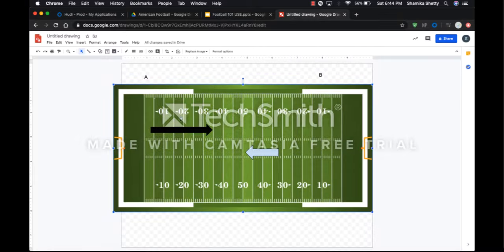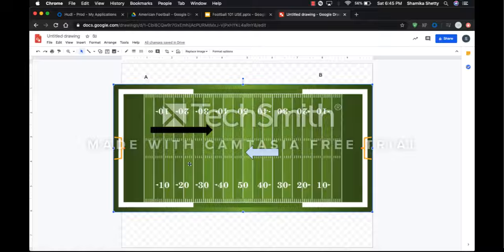Team A again, we are on minus 20. Some play happens. The ball is moving on the field. The players are moving forward on the field. Suppose on the first down they cover only 2 yards. So they are only able to reach here. That is 22. That will be minus 22. So the next play will start from minus 22.